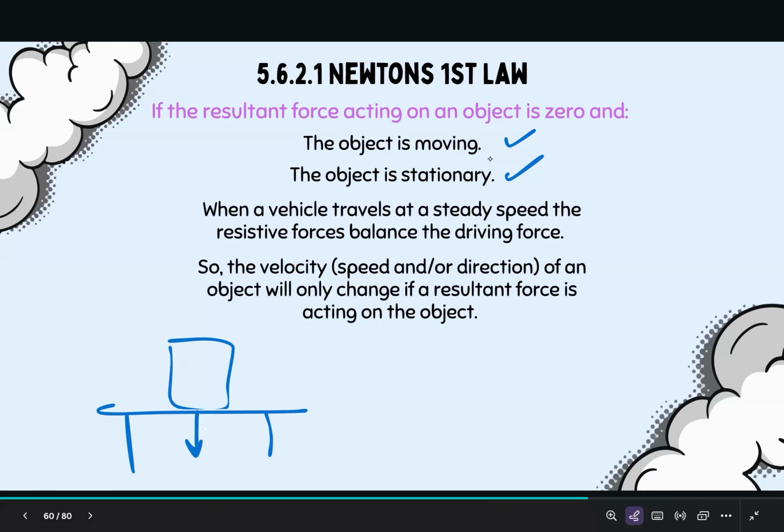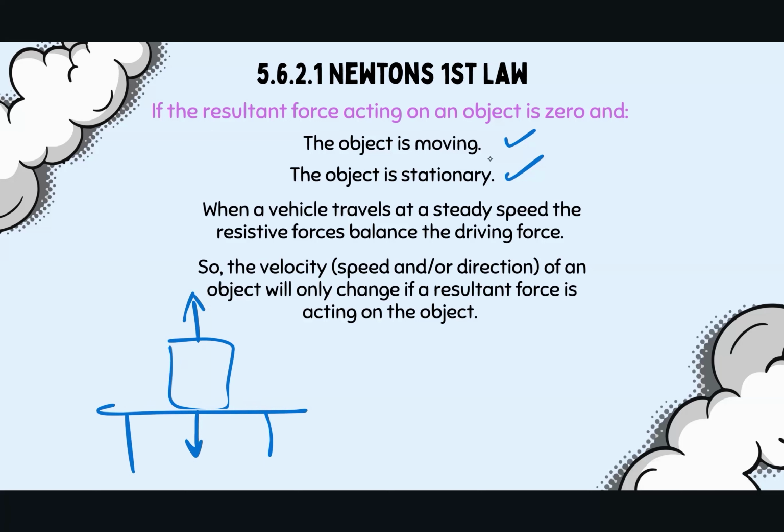The downward force is counteracted by the upward force from the table. So the resultant force equals 0 newtons. That object isn't going to move, it's stationary. Now let's look at a car. Let's look at a few different scenarios.